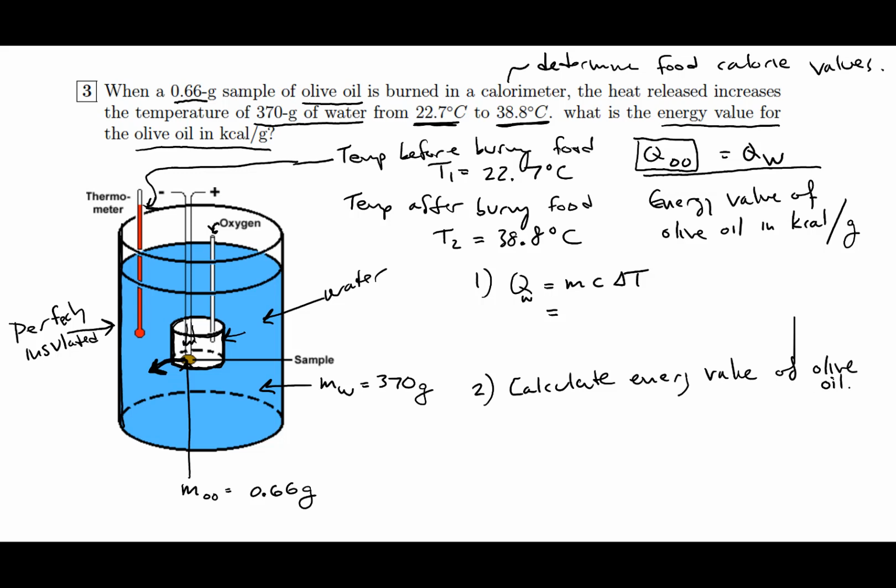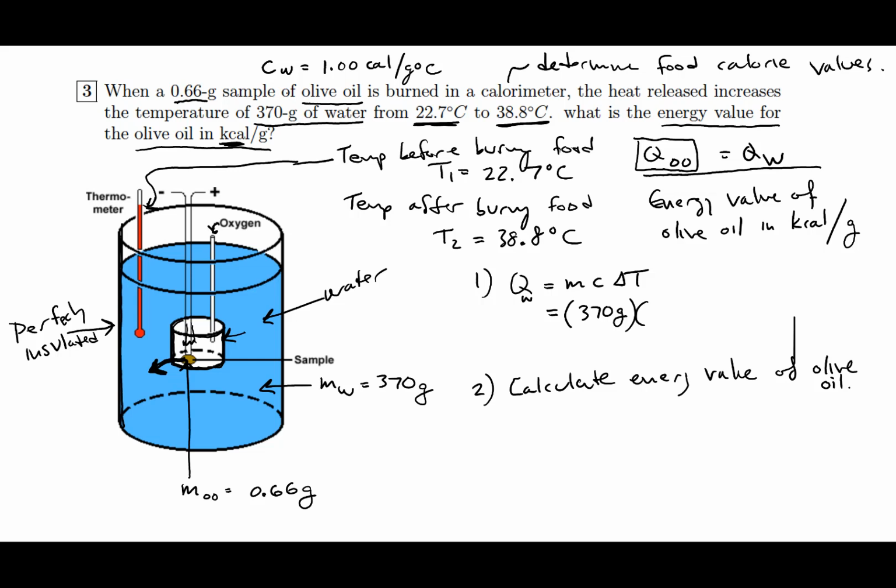Okay, so let's go back to number one right here. We have the Q of the water is equal to the mass of the water, so that is 370 grams. And we need the specific heat, and it wasn't given to us, so that's something we would need to look up to do this problem. And so we can get our specific heat with either units of calories or joules. And in this case, we're going to want calories since it's asking for the answer in kilocalories. So the specific heat of water is equal to 1.00 calorie per gram degrees Celsius. So we're going to put that in right here.